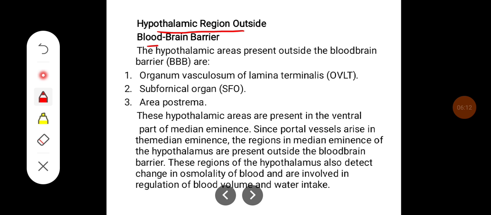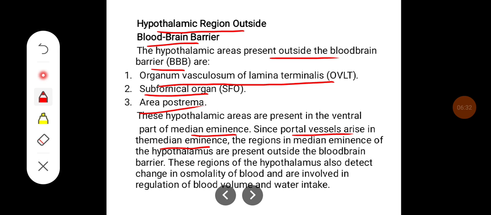Hypothalamic regions outside the blood-brain barrier. Hypothalamic areas present outside the blood-brain barrier are the organum vasculosum of the lamina terminalis, that is OVLT, the subfornical organ, that is SFO, and the area postrema. These hypothalamic areas are present in the ventral part of the median eminence. Since portal vessels arise in the median eminence, the regions in the median eminence of the hypothalamus are present outside the blood-brain barrier. These regions of the hypothalamus also detect change in the osmolality of the blood and are involved in the regulation of blood volume and water intake.